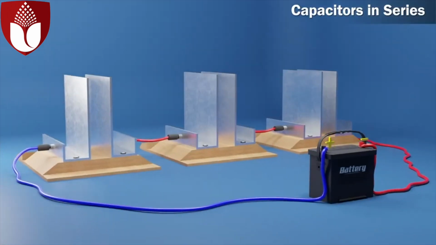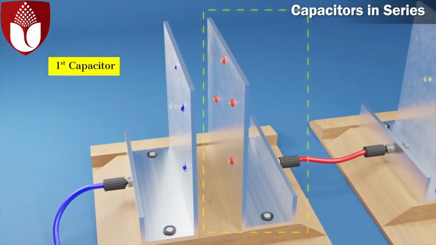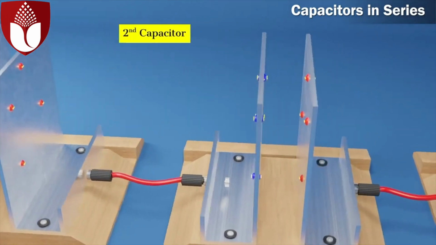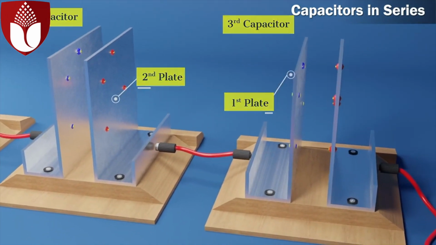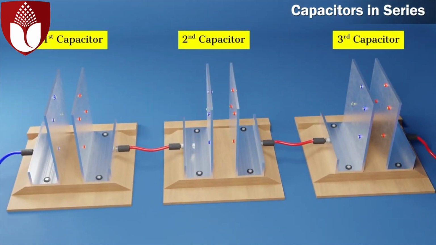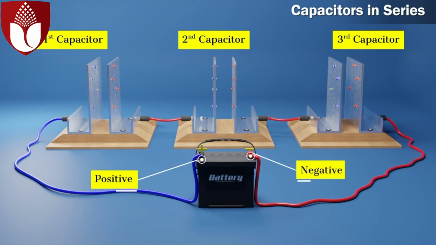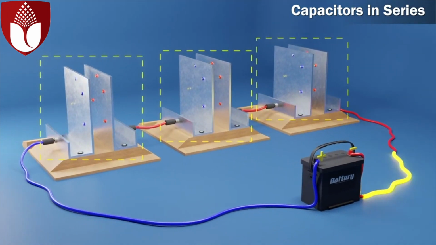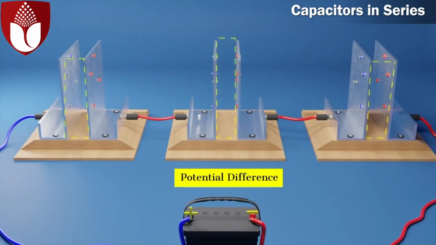Capacitors in series. In a series circuit, capacitors are connected to each other one behind the other. The second plate of the first capacitor is connected to the first plate of the second capacitor. Similarly, the second plate of the second capacitor is connected to the first plate of the third capacitor and so on. Finally, the first plate of the first capacitor and the second plate of the last capacitor are left. These are connected to the positive and negative poles of the battery. As there is only one path for charge to flow in a series circuit, all the capacitors have an equal magnitude of charge. However, their potential differences vary.